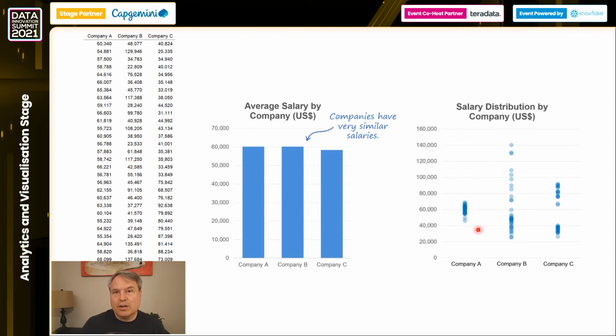These companies are not all the same, right? Company A, well, as it turns out, their salaries are all very tightly clustered around that $60,000 average. But company B, most people make less than that, and there's a couple of outliers. And then company C, they were just two completely different groups of people, right? People making relatively low salaries and people making relatively high salaries.